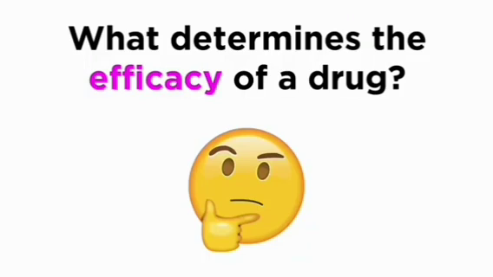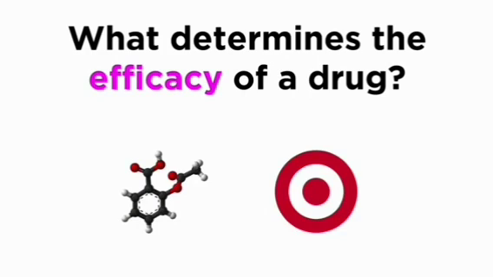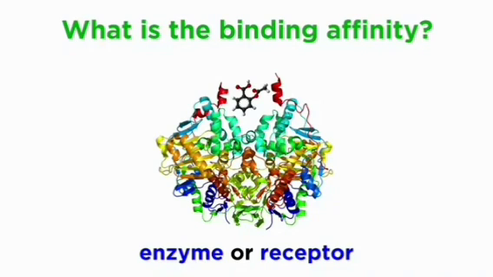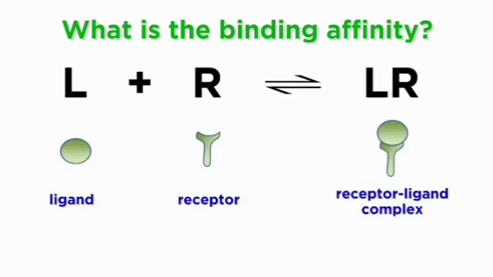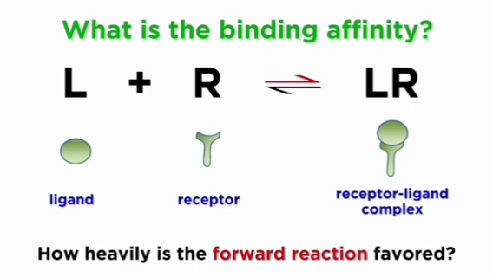So what is it that determines the efficacy of a drug? To understand this, we have to look at how the drug interacts with its target. If the purpose of the drug is to bind to the active site of a receptor or enzyme, how well does it bind? What is its binding affinity? If describing binding using this equilibrium from before, how heavily is the forward reaction favored, the one that produces the LR complex? Well, in order to answer this question, we have to ask a few more.